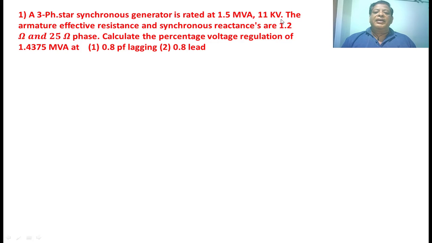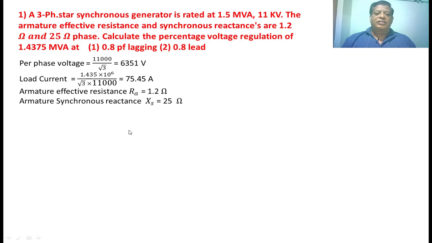These are nothing but the ratings of a generator. This is the maximum power that can be withstood by the generator. This is the voltage given between the two lines of a generator. Now here we have to find out the voltage regulation. So we have to find out the per phase voltage, because whatever values are taken in the formula of E naught, nothing but the excitation voltage, all those values are the per phase values.